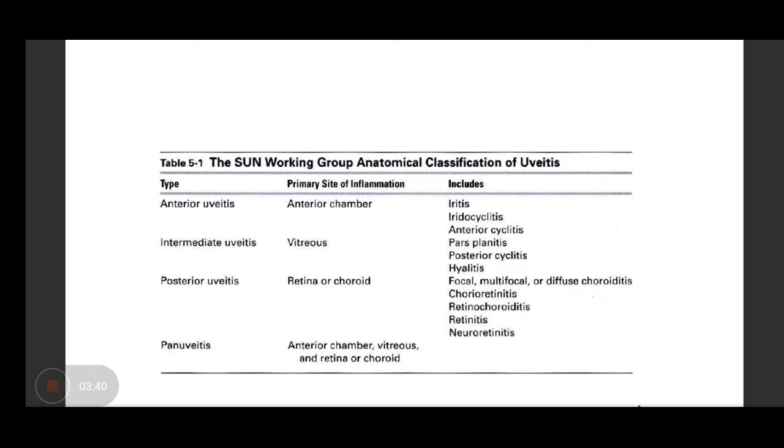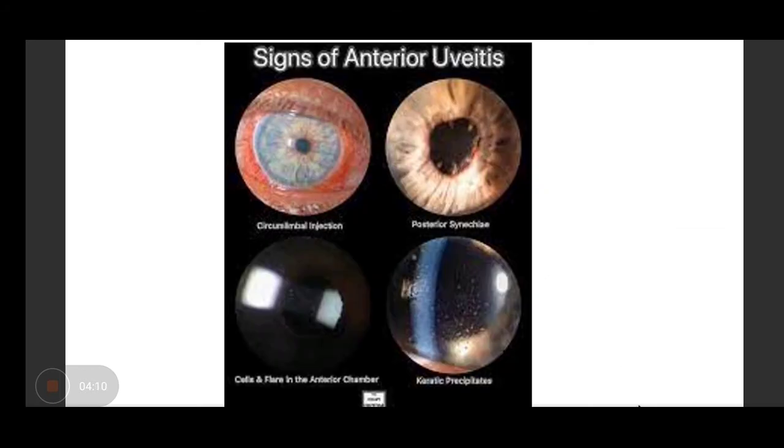Then intermediate uveitis, where the primary site of inflammation is the vitreous. Then pars planitis and posterior cyclitis will come under intermediate uveitis. Posterior uveitis, retina or choroid inflammation, will lead to posterior uveitis. So that can be focal, that can be multifocal, that can be chorioretinitis, meaning the maximum inflammation is in the choroid followed by the retina, or vice versa. Then it can be panuveitis, where all the structures of the uvea are involved, that is the anterior chamber, vitreous, retina, and the choroid also.